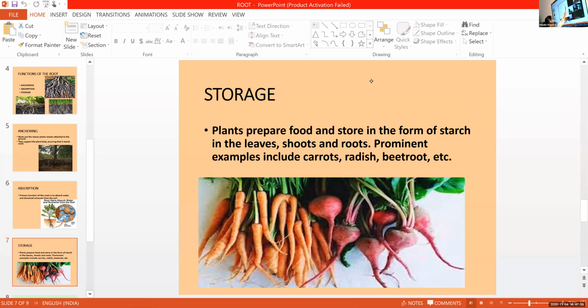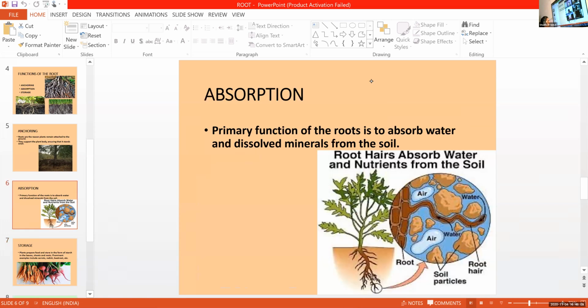Now, when we studied about the leaves, when we studied about the roots, we learned the function of storage. Which part of the plant prepares food for the plants? Leaves.